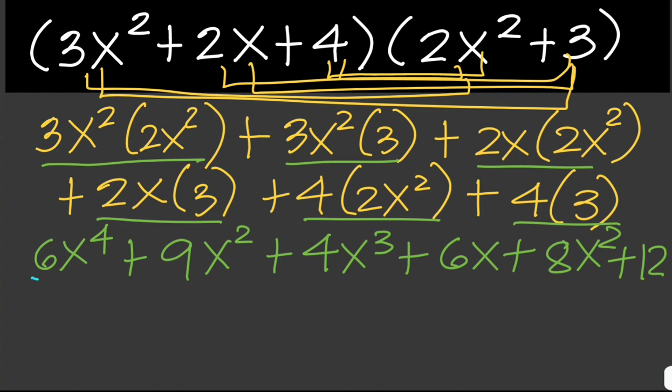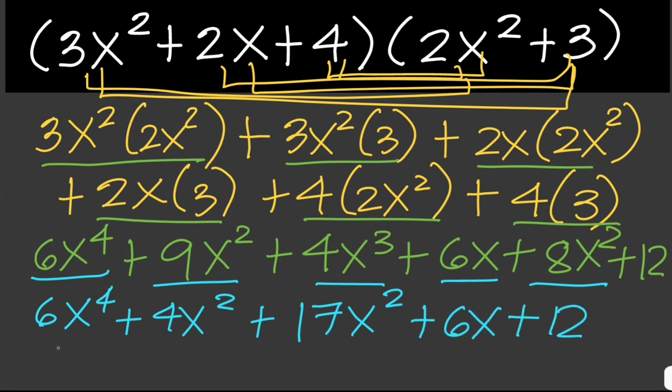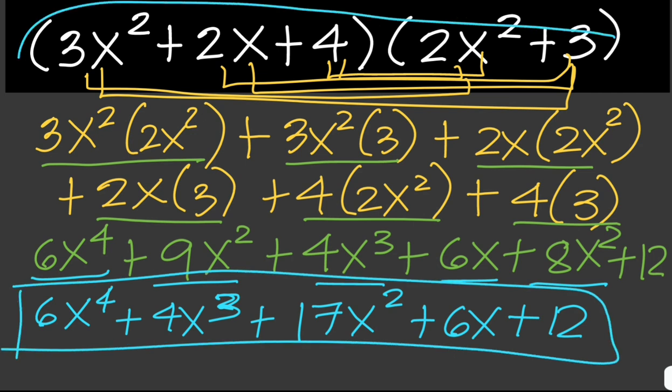Alright, there isn't any term here that has a degree of 4, so we just have to copy 6x to the fourth. And then next is 4x cubed. And we combine 9x squared and 8x squared. That would be 9 plus 8, which is equal to 17x squared. And then we copy 6x plus 12. So we have 6x to the fourth plus 4x cubed plus 17x squared plus 6x plus 12. So this is our answer here when we multiply these two polynomials or expressions.